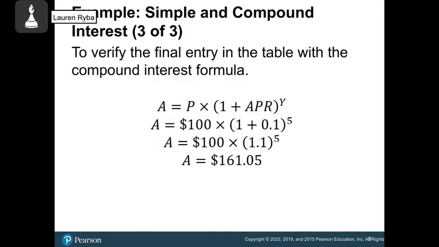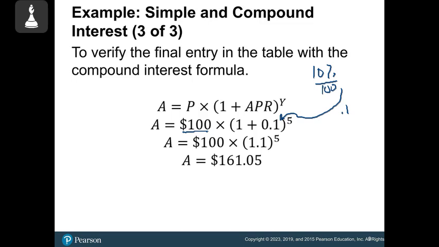The last thing they wanted us to do was verify that this works in the formula. So the amount in the account is equal to the principal, or $100, times 1 plus the APR. APR was 10%. We must write it as a decimal, so divided by 100 is 0.1. And then how many years it's sitting for is 5 years. So I will add 1 plus 0.1 gives me 1.1. I have 100 times 1.1 to the 5th power.